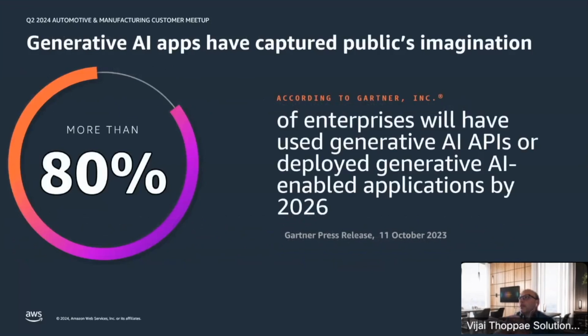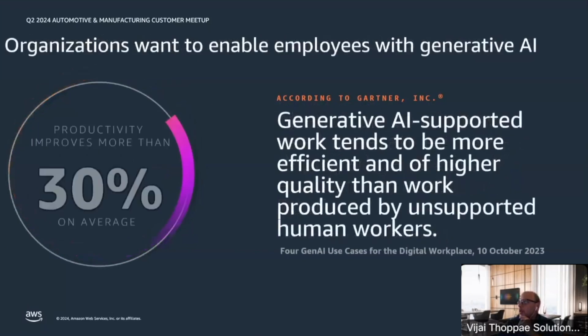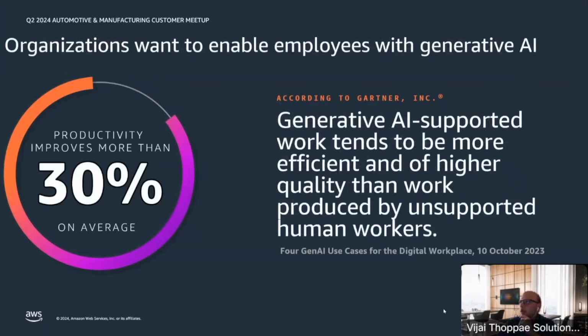So this is just a quick metrics slide. According to Gartner, more than 80% of enterprises are hoping that AI apps, which have captured public imagination, will be enabled by 2026. And this is another metric around developer productivity, thinking of both developers as well as technicians. Productivity is expected to increase by 30% on average by leveraging Gen AI use cases.